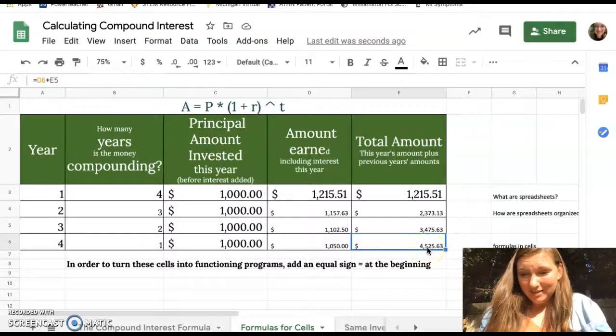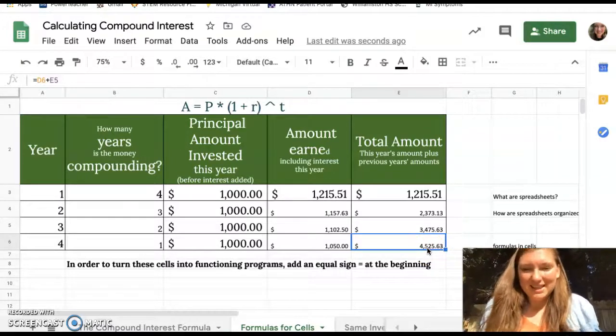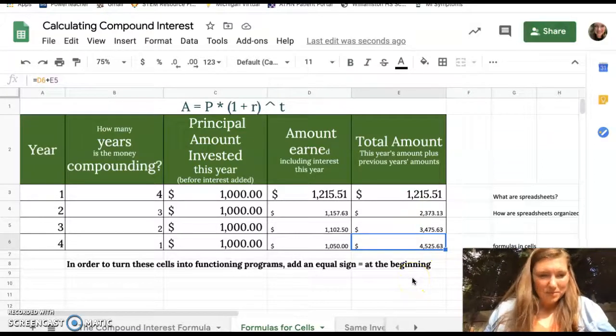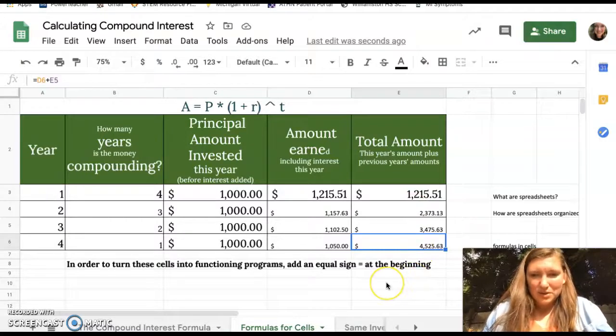We made $500 in 4 years by like doing nothing except for letting it sit there. So that's that one. The next video is going to talk about what all the rest of these tabs are going to do, okay?